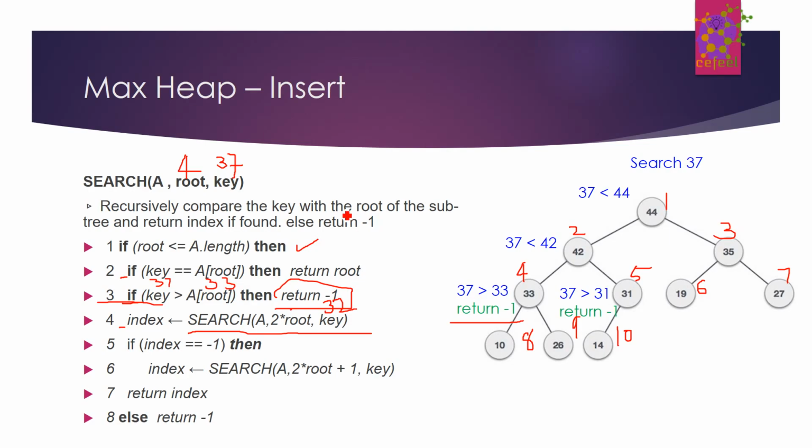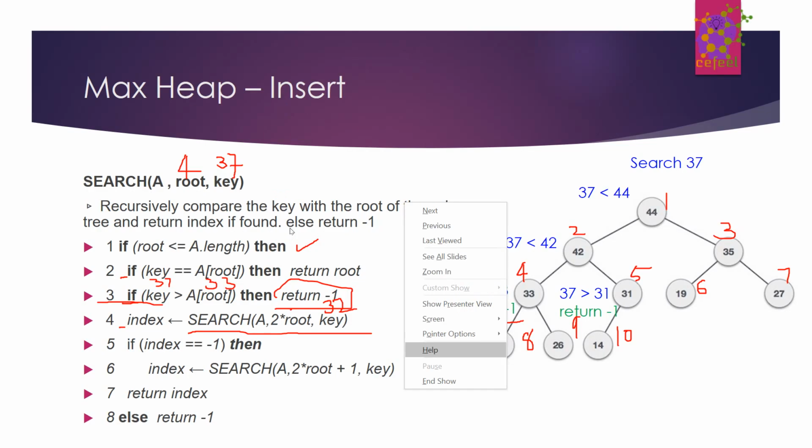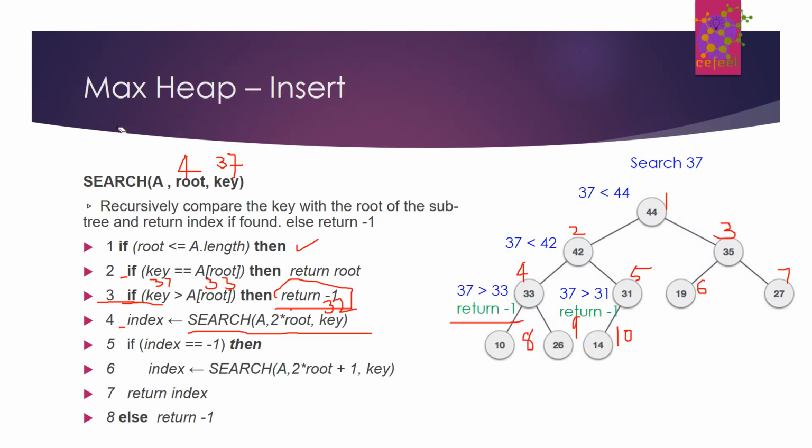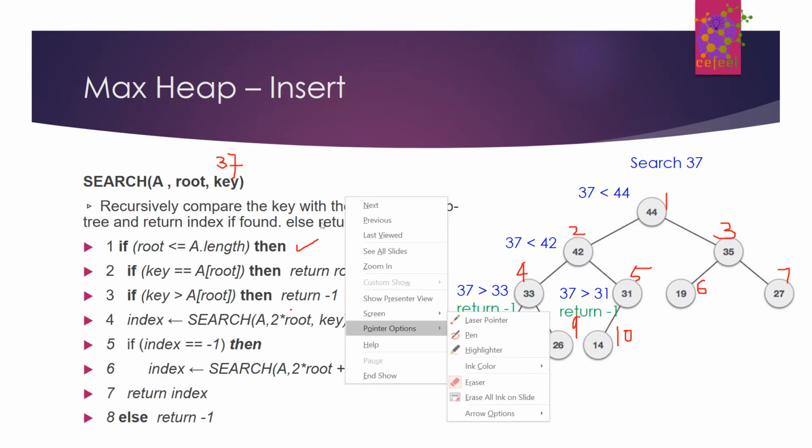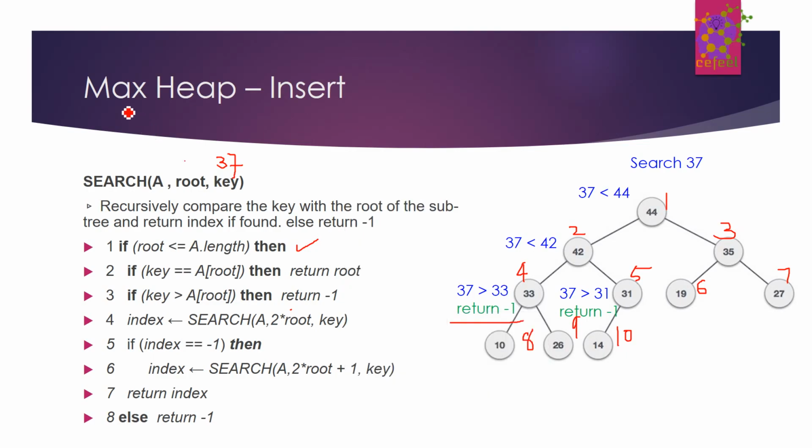Now it will go back to the previous recursive call that we had. In the previous recursive call we had this as 2. Let me just put it down here. So this was 2, and my left subtree call here would have returned -1 because 37 is greater than 33. Next we go to step 5 where we check if index is equal to -1, which means the element has not been found. So find the element in its right subtree.